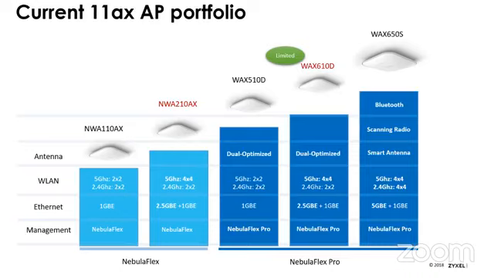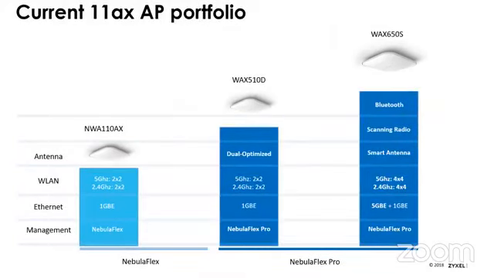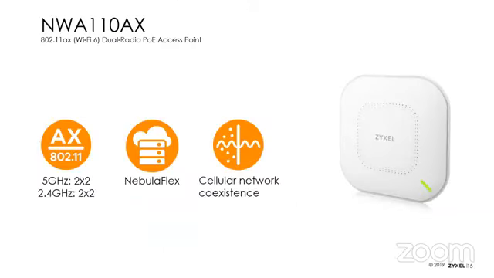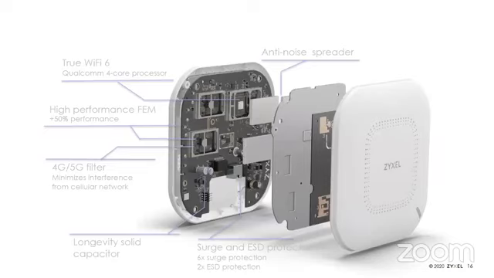Anyway, so we'll start going through these. I've grouped them kind of in the order in which they launched, but it's more based on the technology that they're using. So we'll start off by looking at these three here first. This will be a good introduction for you. The NWA110AX is available now, and should be available at all of our major distributors. It's a 2x2 on both radios, Wi-Fi 6. It is Nebula Flex, and it offers our filtering technology that helps deal with interference from neighboring 5G channels.